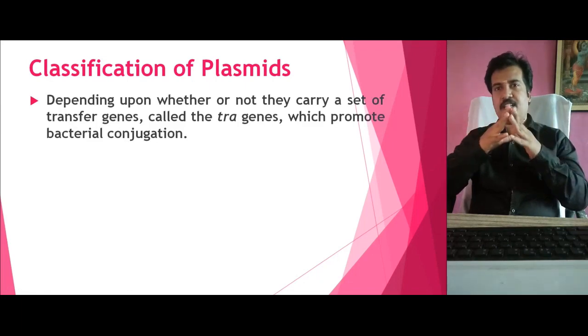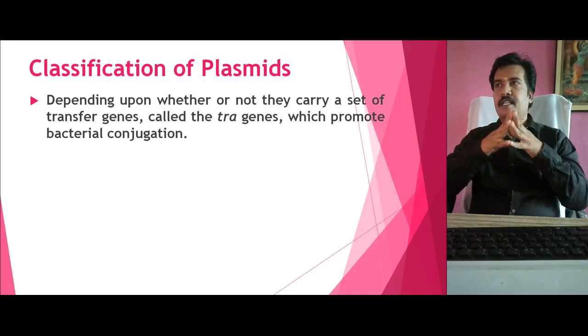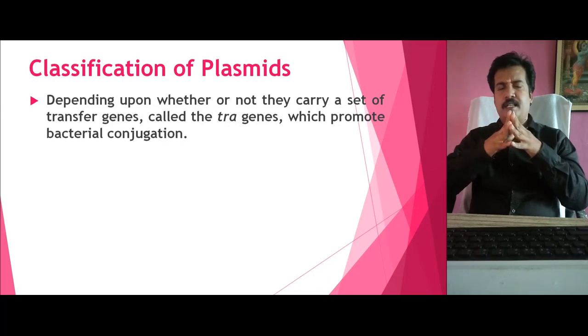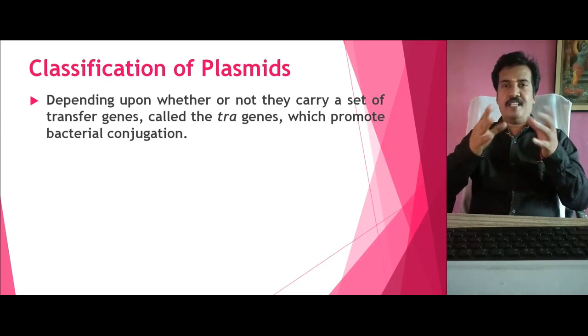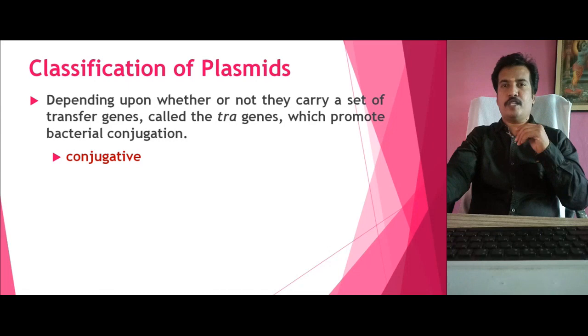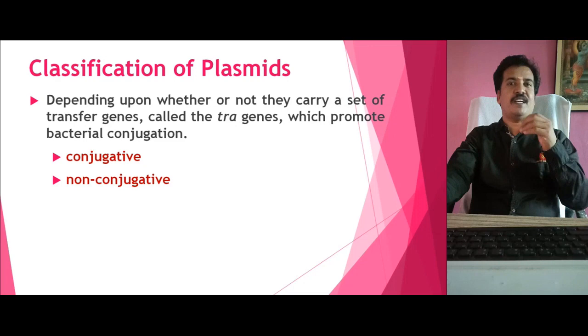The first classification depends upon whether or not the plasmid is carrying the transfer gene, called the tra gene. The function of this tra gene is that it helps in conjugation. So it helps in the transfer of genetic material from one bacterium to another by a process called conjugation. If the tra gene is present, then it is called a conjugative plasmid. If the tra gene is absent, then it is called a non-conjugative plasmid.